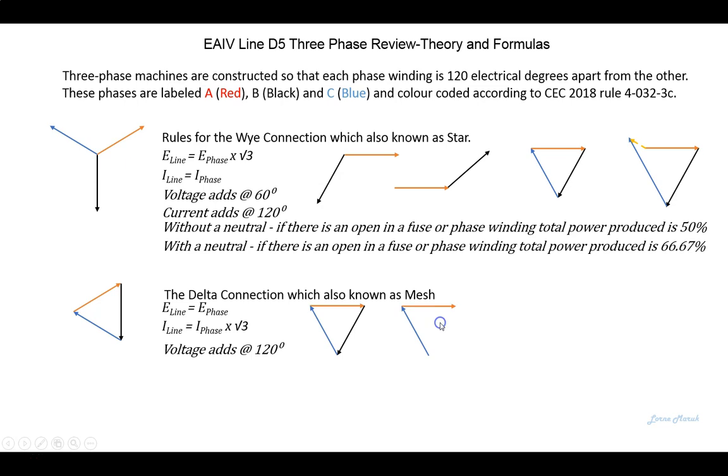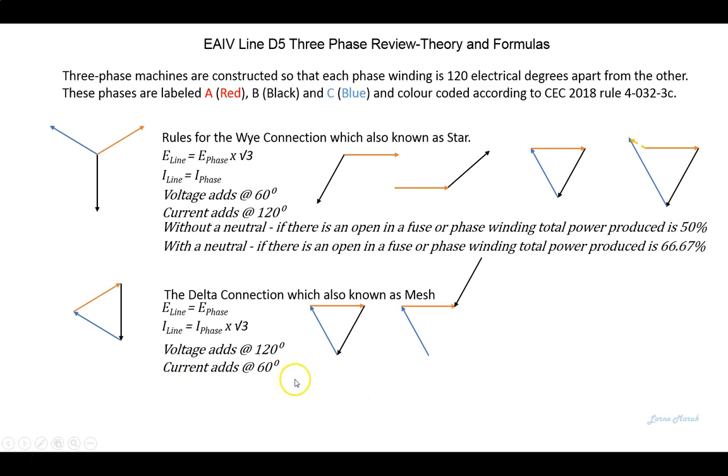Here's what would happen if we had one of the phases backwards. If each of these were rated for 120 volts, from the tail of B vector to the tail of C vector, we would read 240. So not a good time to close.